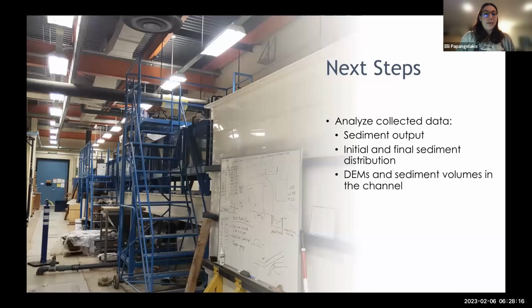So that's where we're at now. We've collected all our data. We have all the data stored. Our next step is to analyze the collected data. So we want to look at how much sediment is outputted, the initial and final sediment distribution. So where does the sediment accumulate and what do those bars look like at the end? And then use the DEMs and sediment volumes in the channel to give us more information. We're also hoping to run some sediment transport models to look at if we can calibrate and recreate what we see in the flume.